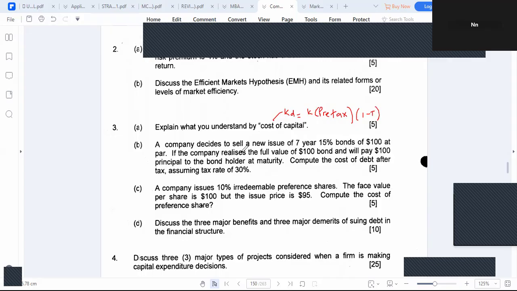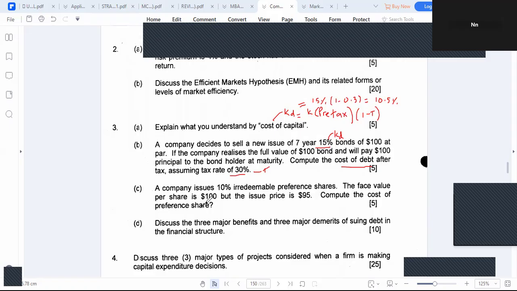In this case, what are we given? We're given 15% as the cost of debt, this is KD. And the tax rate is what? 30%. So the cost of debt here, we're going to have 15% times 1 minus tax, 1 minus 0.3. When you complete this, the answer is simply going to be 10.5%. Are we together? As simple as that. That's how we calculate our cost of debt after tax.